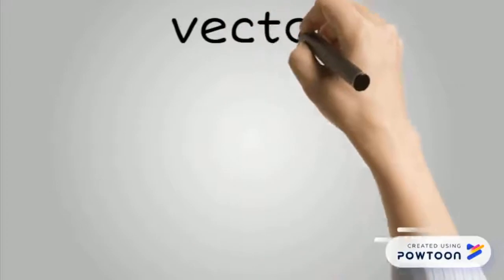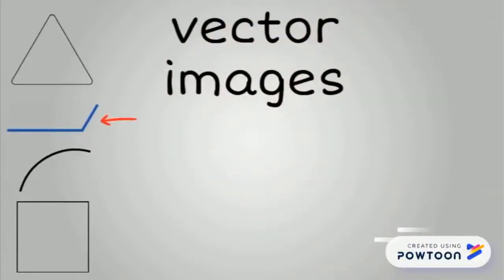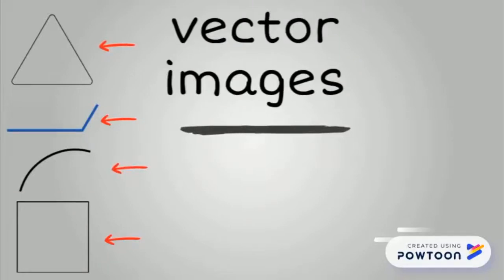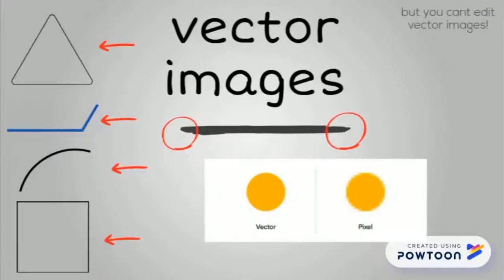Now, vector images are images that follow a path instead of pixels. A path could be a line, square, triangle, curve, or any shape you could think of. These paths consist of a start and an end point. These images can be zoomed in and they would not lose any of their quality.